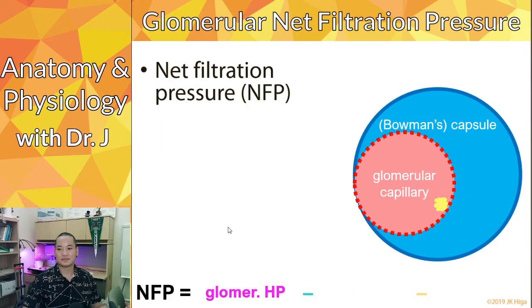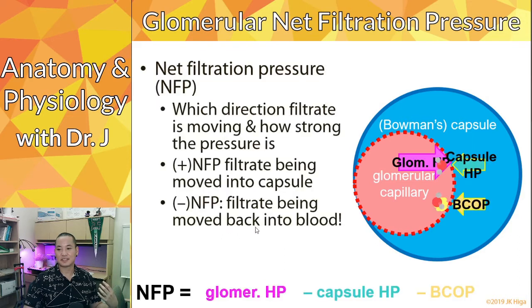Okay, so basically, if it's going the same direction, it's going to add to net filtration pressure. So glomerular hydrostatic pressure is moving in the right direction, therefore it's going to add to net filtration pressure. But capsular hydrostatic pressure and blood colloid osmotic pressure, even though you should always have this in your capillaries, they are going the opposite direction, and that's why you subtract them from glomerular hydrostatic pressure, because they're moving in the wrong direction.